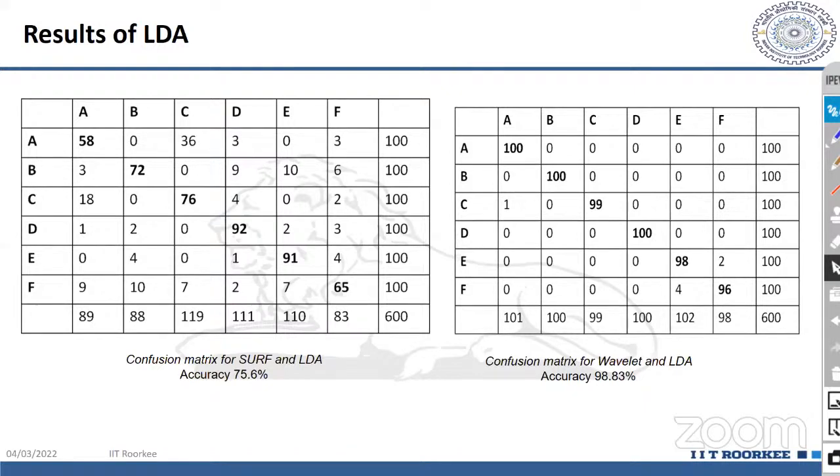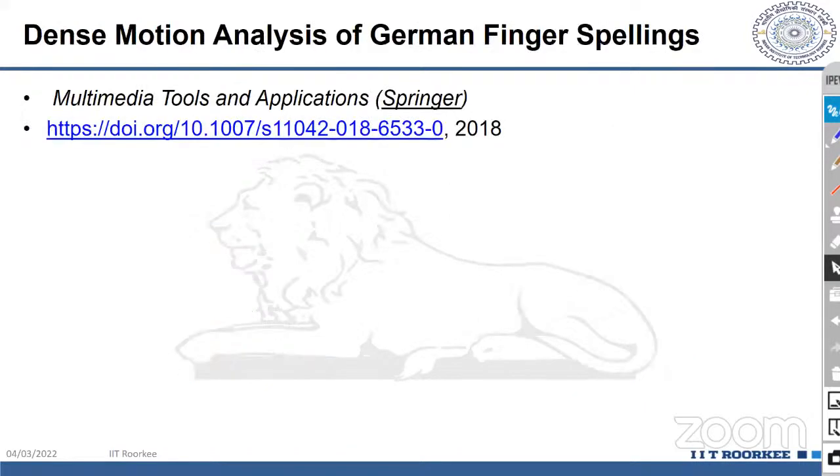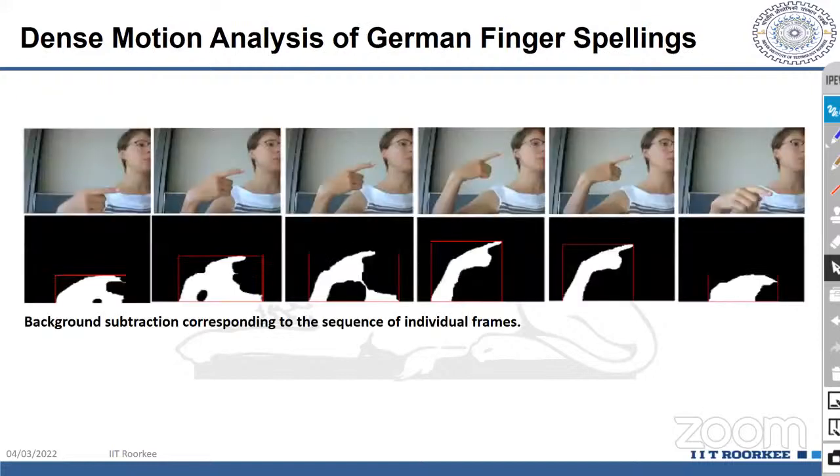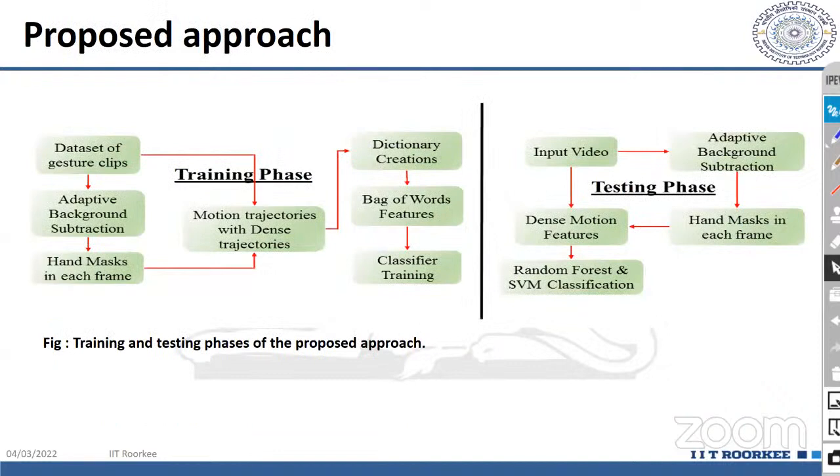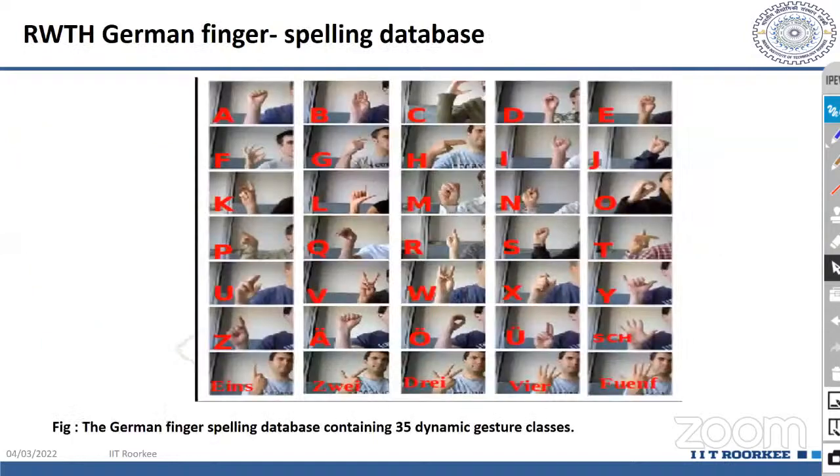We have worked with available datasets in English and also German, for example German finger spelling. You extract the region of interest and apply machine learning algorithms such as random forest and support vector machine. The dataset has 35 dynamic gestures. Thirty are single letters: 26 plus A dot, A double dot, something like that. This is in German, and those who know German will know better.